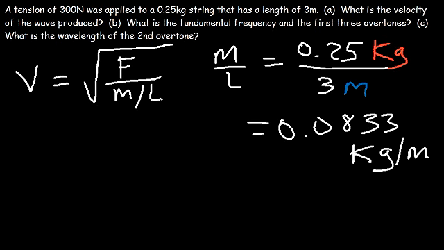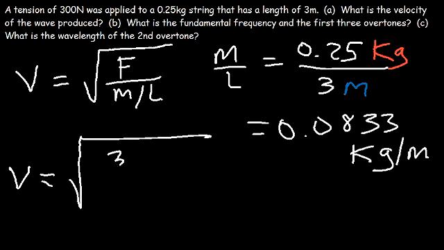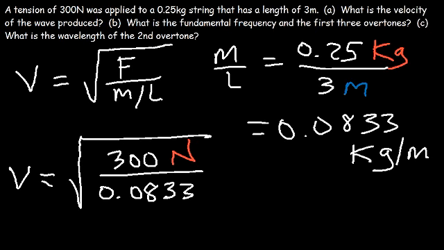So now let's find the velocity of the wave. So it's the tension force of 300 newtons divided by the linear density. So the velocity is roughly about 60 meters per second. That's how fast the wave is moving.